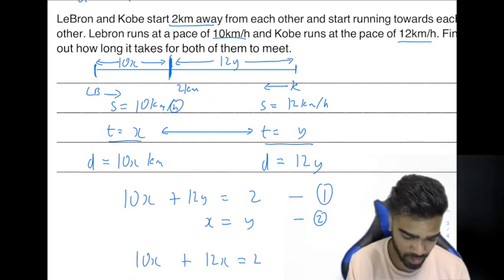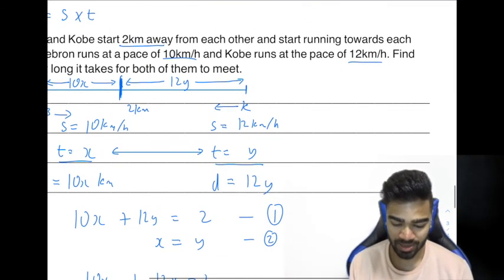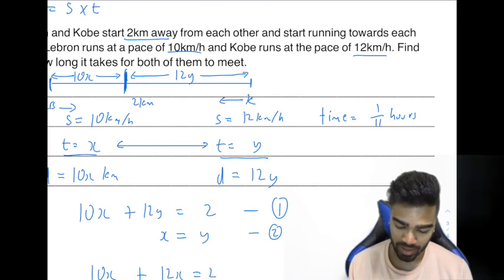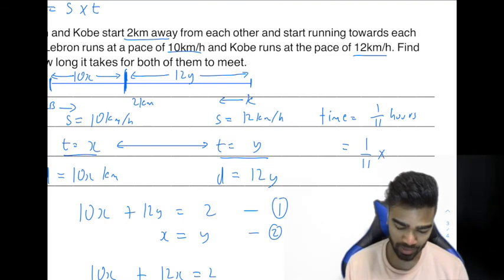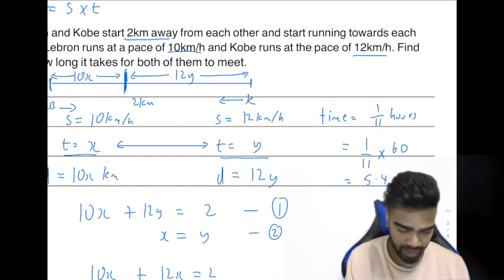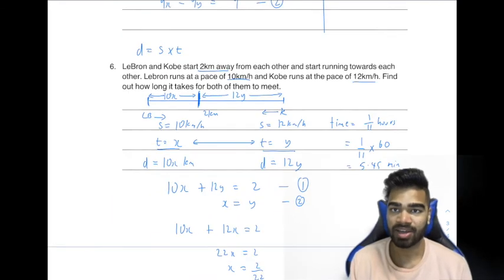Hours, why? Because we use kilometers per hour. That means time is in hours. So what's the time that it takes? Well, we can say time is equal to 1 on 11 hours. Or you can use a calculator and convert to minutes. So I would do 1 on 11 times 60 to convert into minutes. And let's say we round it to 2 decimal places. Let me just do it. 60 over 11 is 5.45 minutes. Okay, that's how long it takes for them to meet.